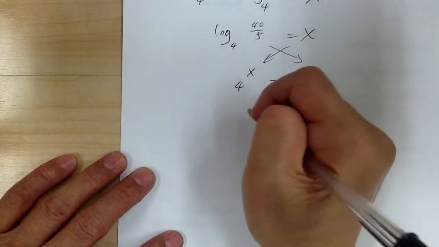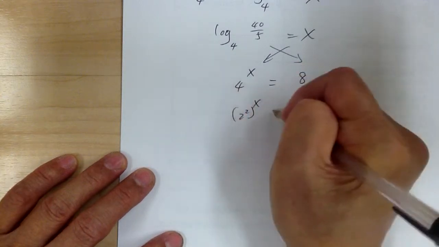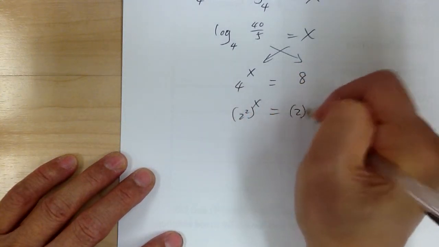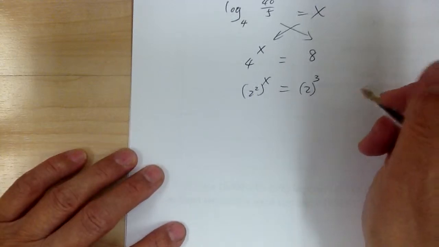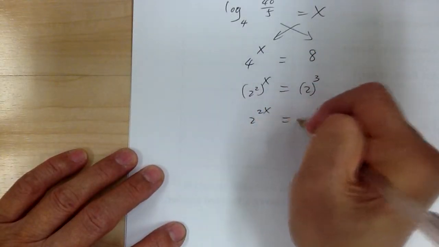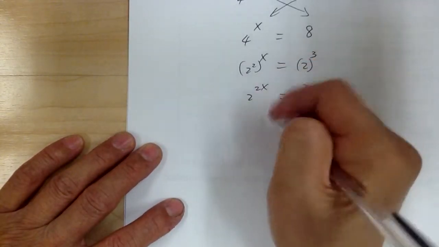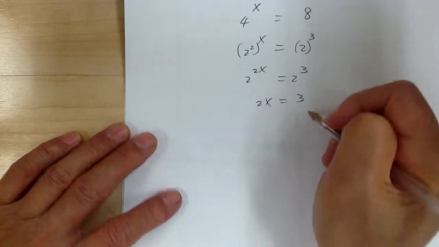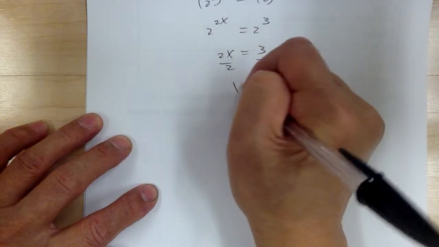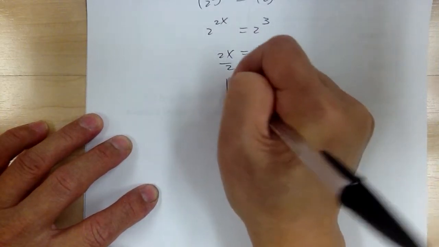Then again, make everything to the lowest base possible. So you've got 2 to the 2x equal to 2 to the 3, and you can match. So 2x equal to 3, and then you divide by 2. So x equal to 3 over 2.